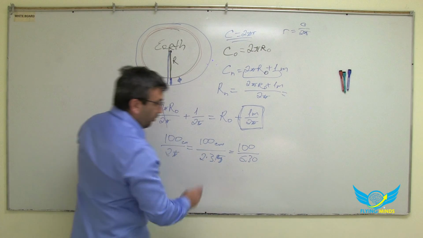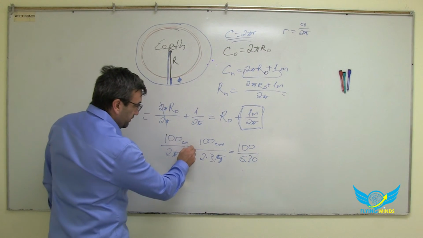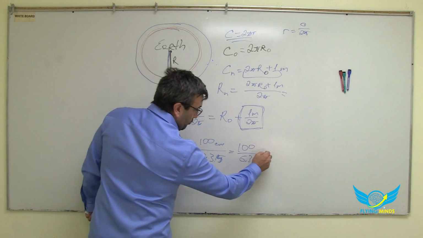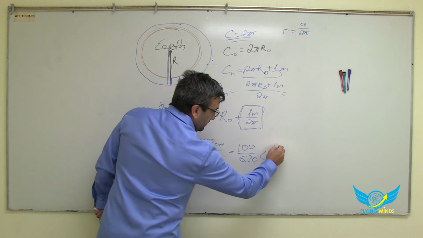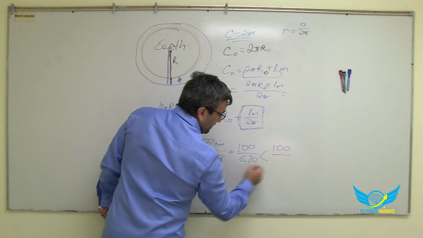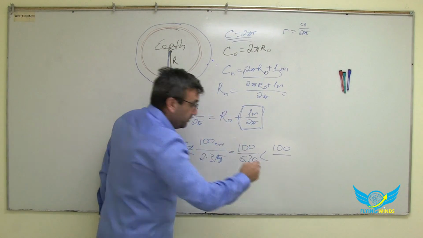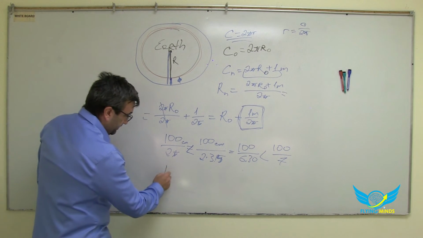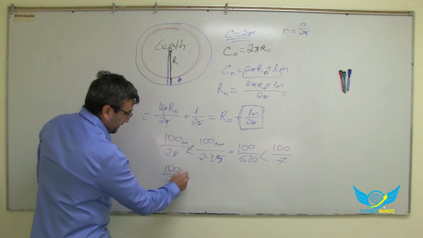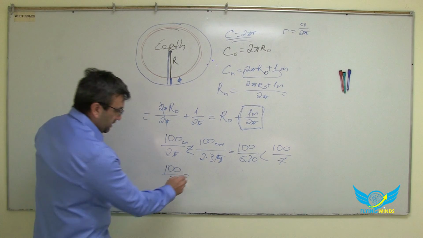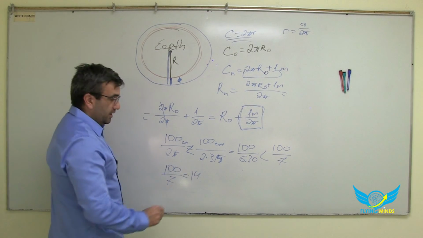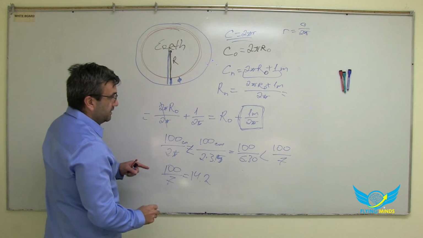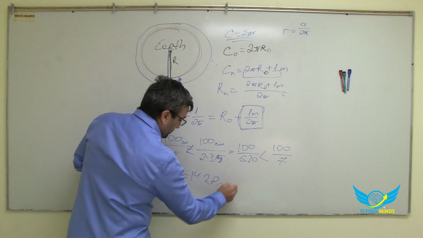So it will be 100 divided by 6.3, or we can even round. So this will be bigger, and we can even round to 7. 6.3, let's round up, so it will be 7. 100 over 7, if we divide, will be 14.2, and then 6, 8, and so on.